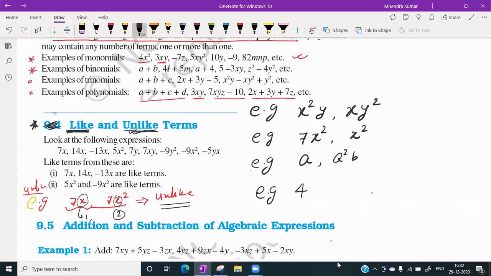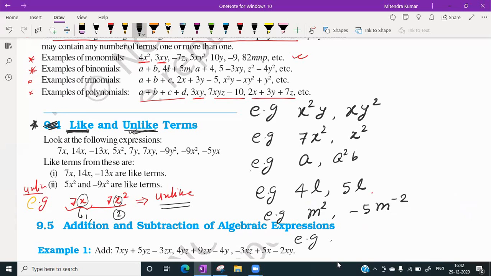Example 4l comma 5l. Example m square minus 5 m. Example x cube.